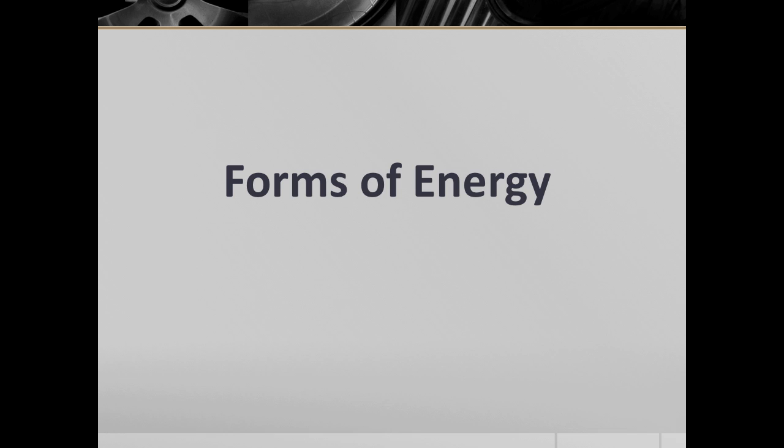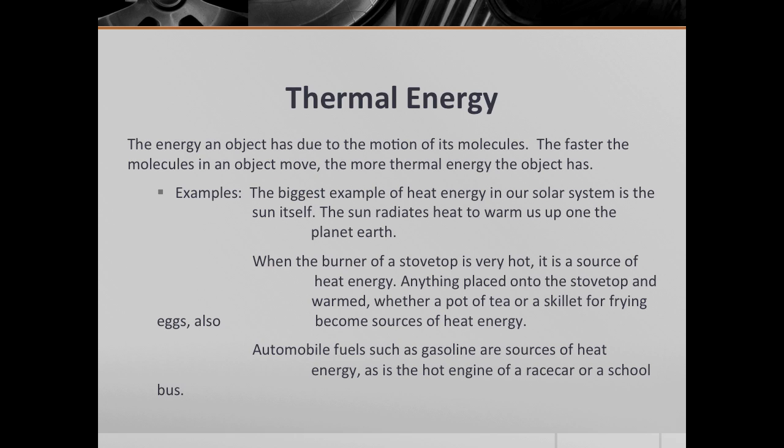Forms of energy. Thermal energy is the energy an object has due to the motion of its molecules. The faster the molecules in an object move, the more thermal energy it has. Examples include the biggest example of heat energy in our solar system, the sun itself. The sun radiates heat to warm us up on the planet.